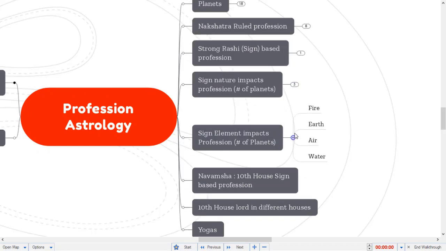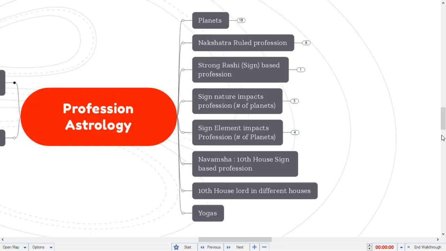Let's look at the elements. Again, you need to look at how many planets are in different elements. If you have more planets in fiery signs, you will be taking a lead role, a commanding role, leading from the front. If it is more earth, your focus will be on accumulating wealth from your profession. When it is air, it is more about communication. And if it is water, it will be more about nurturing. So this again helps in deciding the profession.